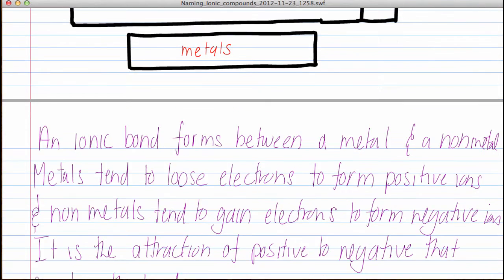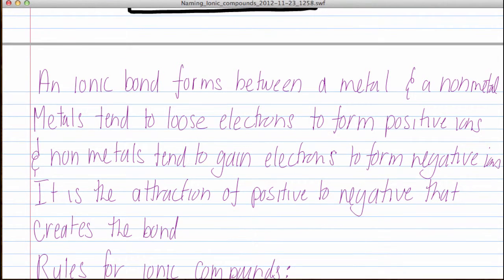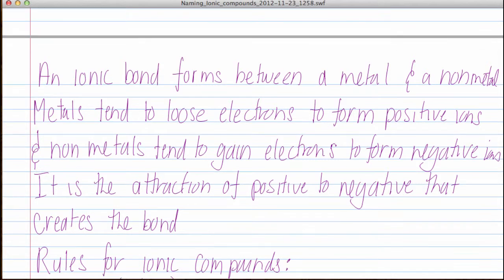And these are some rules to follow when naming ionic bonds. It typically says an ionic bond forms between a metal and a non-metal. Metals tend to lose electrons to form positive ions, and non-metals tend to gain electrons to form negative ions. And it is the attraction of positive to negative that creates the bond.